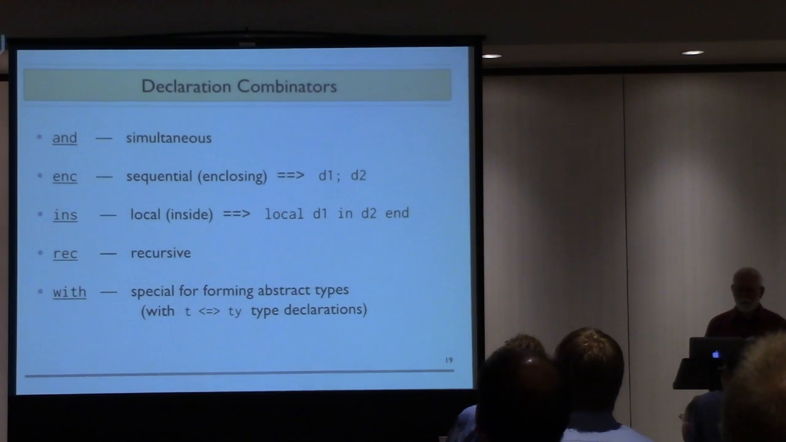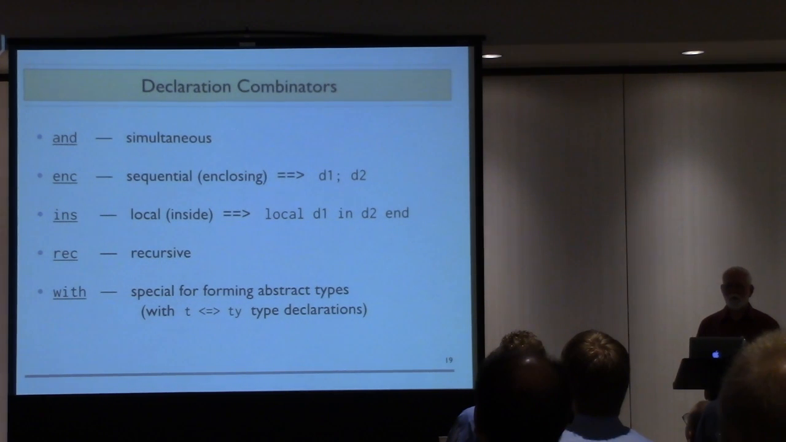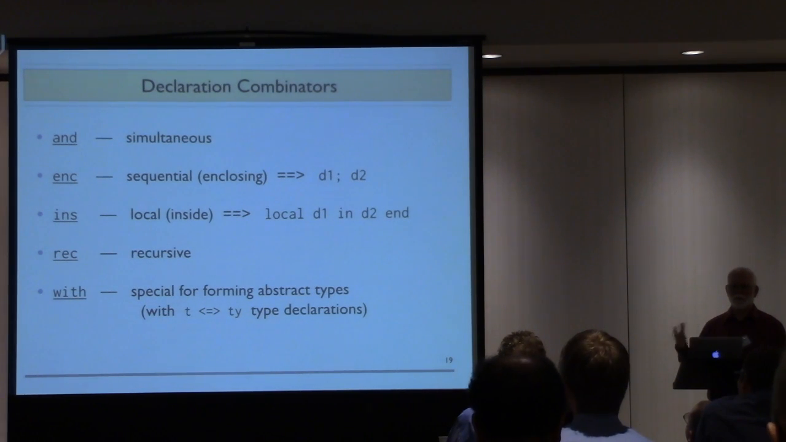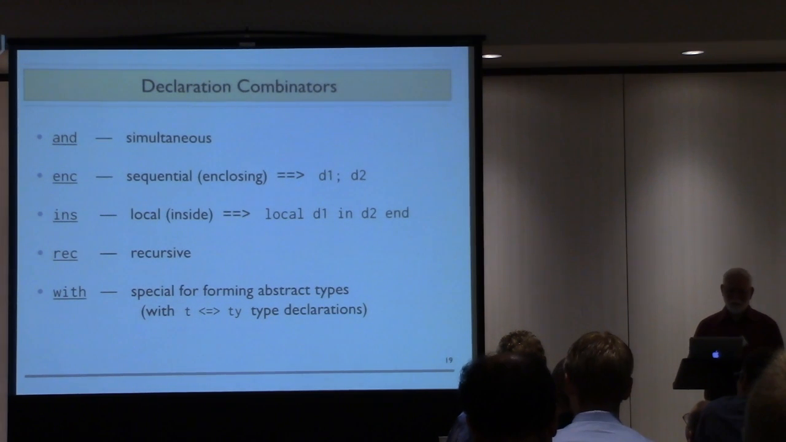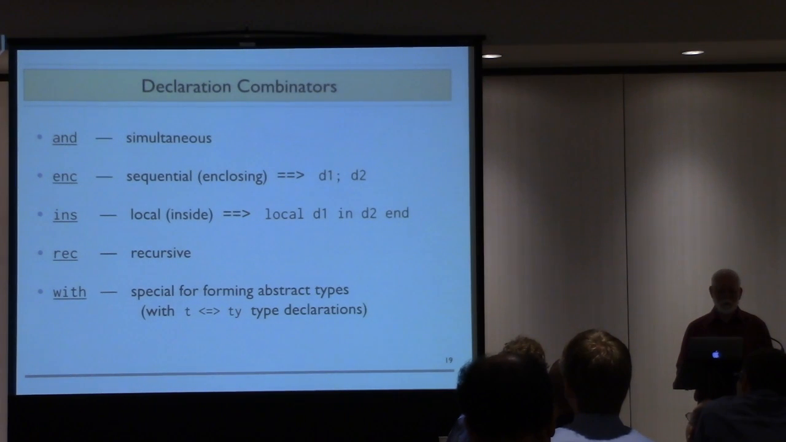These are the declaration combinators. It was a kind of calculus of declarations, but it was a little bit too much. So basically, later on, it was trimmed down to just enc, which is enclosing, which means basically normal sequential composition of two declarations. And then ins, or inside, which was having a declaration whose scope was another declaration, but whose bindings were not exported. So that became the local declaration construct. And then you could add the rec keyword, and with was a special thing having to do with the combinator for creating abstract types.